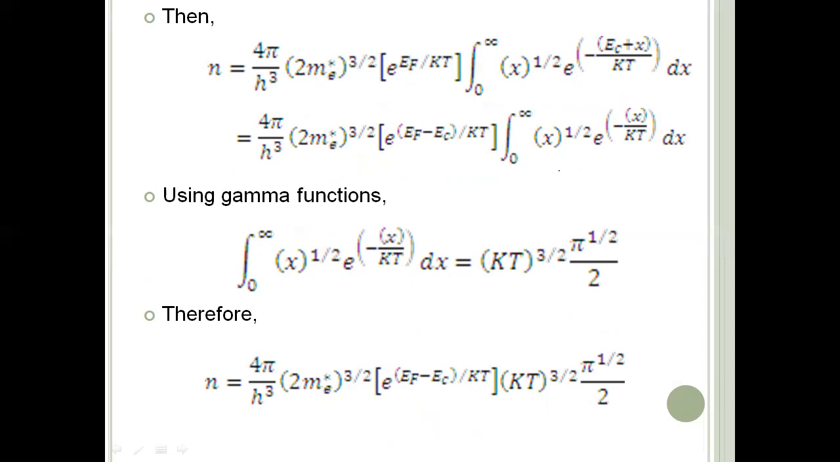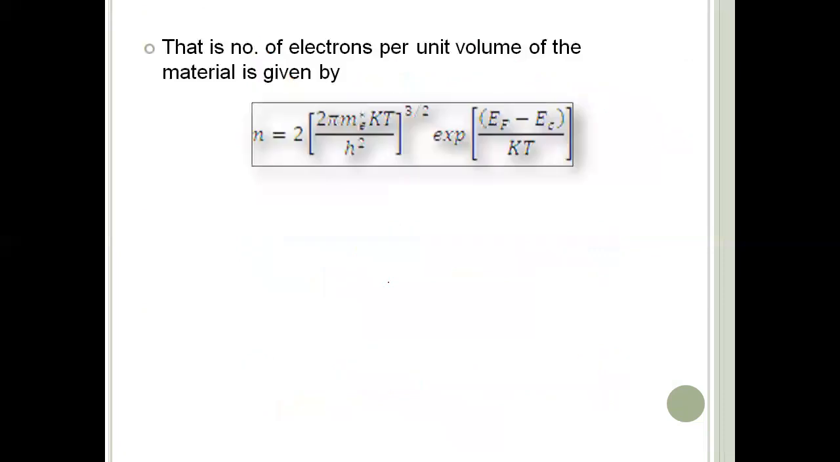This is a gamma function whose value will be equal to (kT)^(3/2) π^(1/2)/2. So just replacing this integral with a gamma function, you'll get a final expression for the total number of electrons per unit volume as 2 (2π me* kT/h²)^(3/2) exp((Ef − Ec)/kT). This is the final expression for the density of electrons in the conduction band.